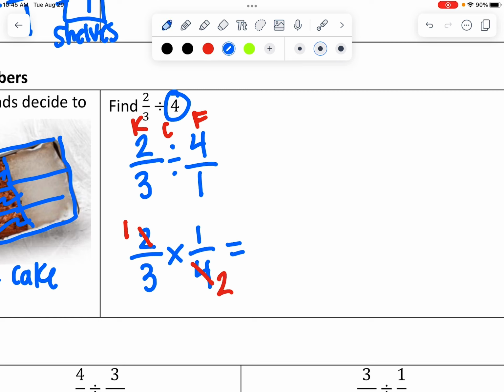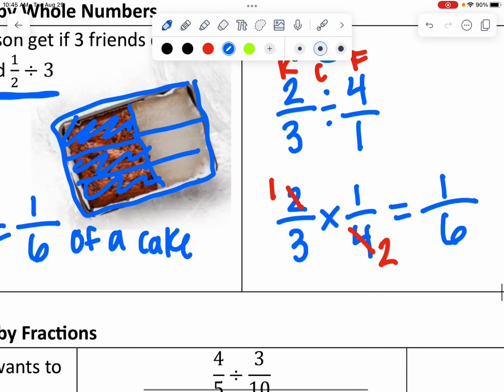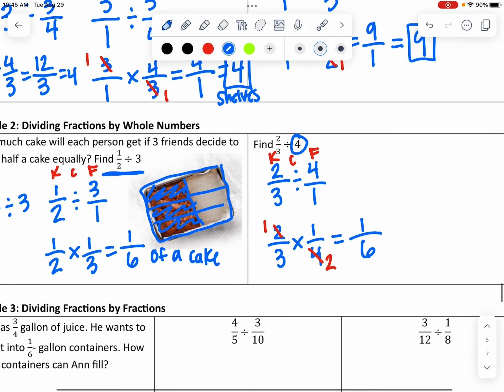When I multiply across, up top, I get 1 times 1, which is 1. 3 times 2 on the bottom, which is 6. Oh, just like our other example, we got 1 over 6. This one doesn't need a label because it's not a word problem.